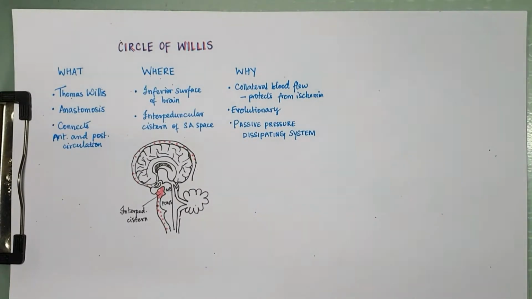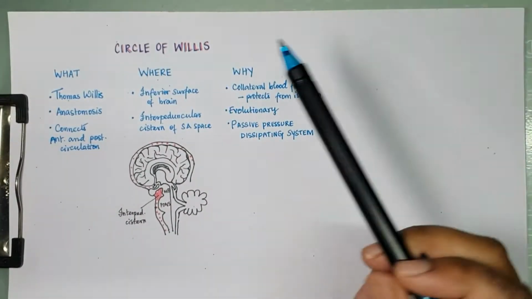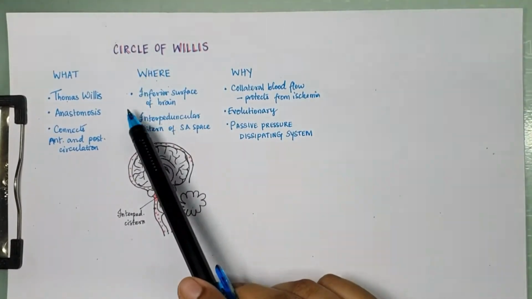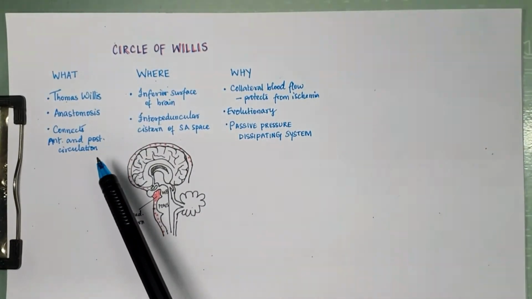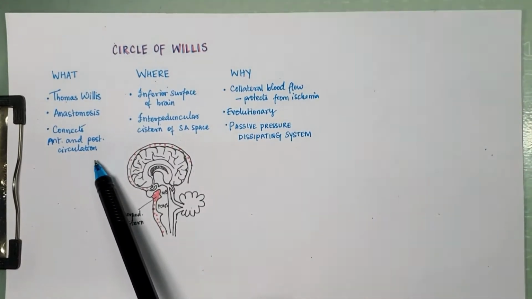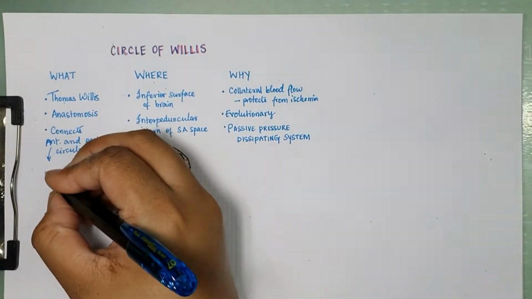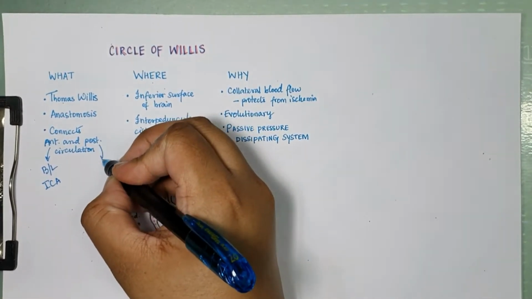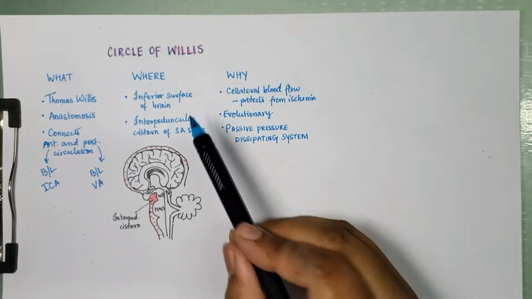So let's start by addressing the three most basic questions that we usually do. What, where and why. Now what is the circle of Willis? It's a circulatory anastomosis, which is named after the physician Thomas Willis who discovered it. And it connects the anterior and posterior circulation of the brain. Now the anterior circulation of the brain is by the bilateral internal carotid arteries, and the posterior circulation is by the bilateral vertebral arteries.